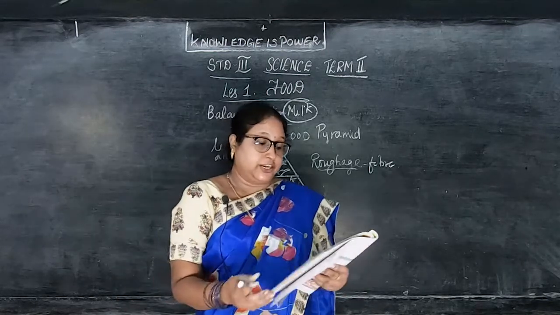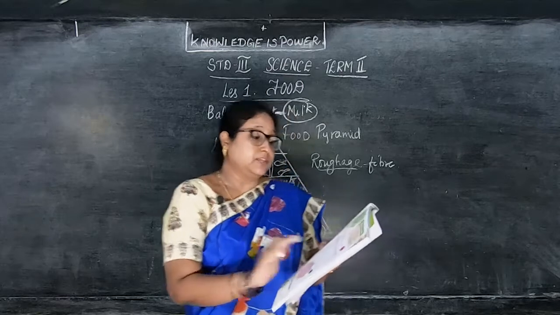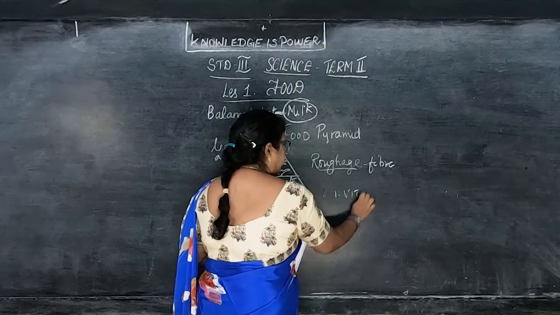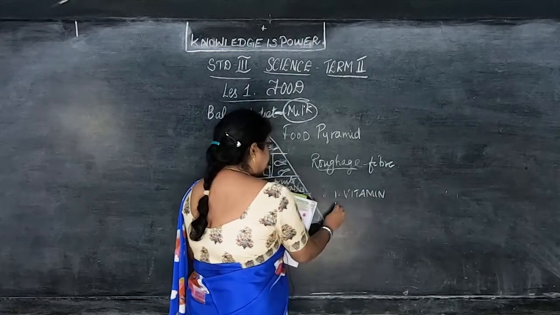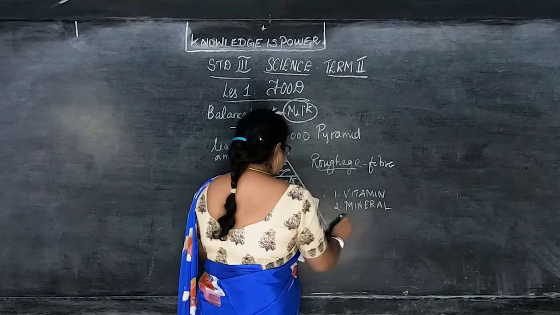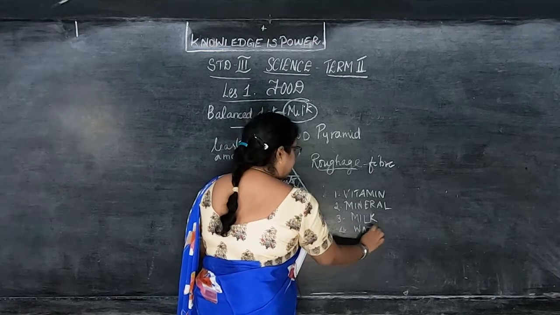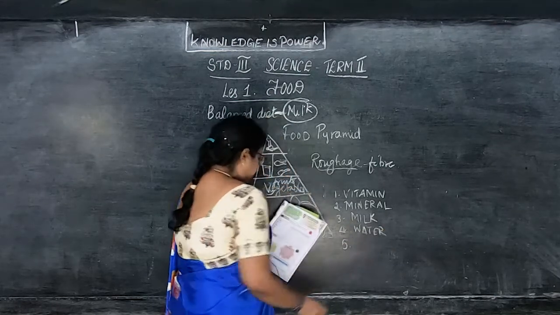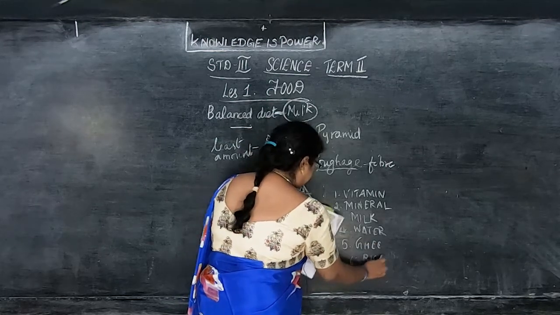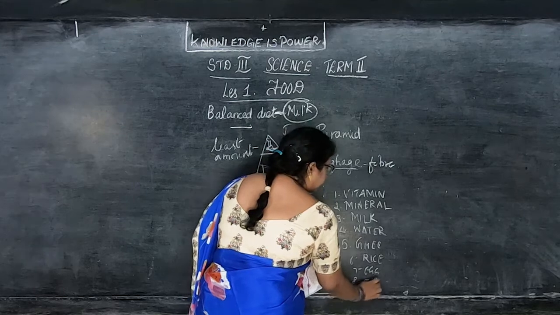And next we have given, children, let us find, that is unscrambled words given there. You have to write the correct one. First one is vitamin. Okay children, so unscrambled words. The next is mineral. Then third one is milk. Fourth one, water. All these unscrambled, children, you have to arrange it properly. Then ghee. Then rice. Then egg and fish. Okay children, these are the unscrambled words.